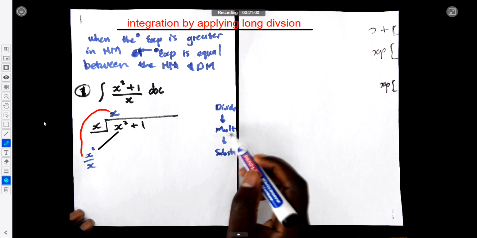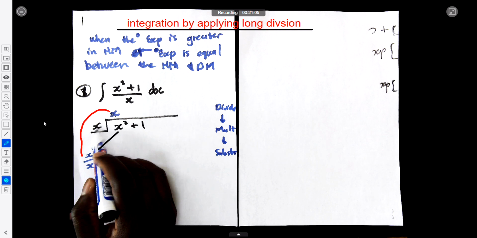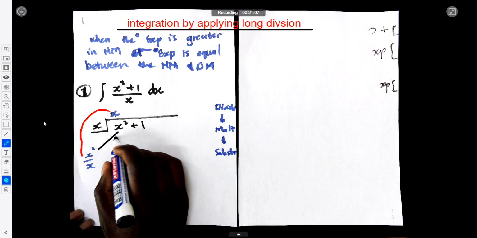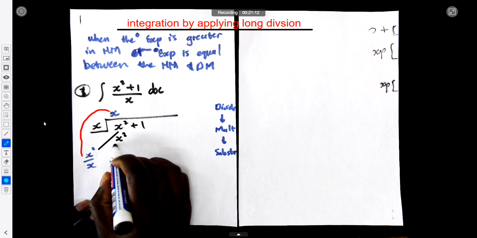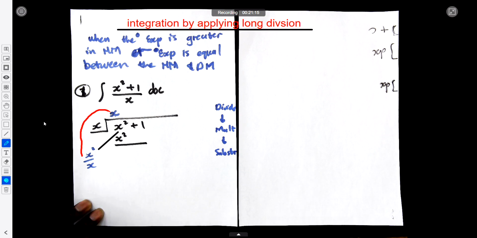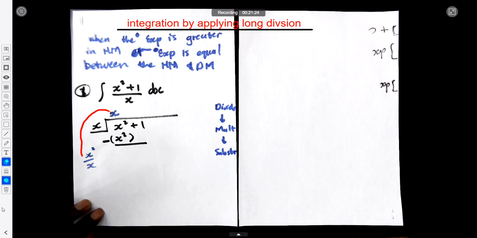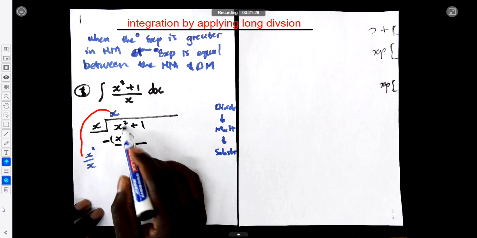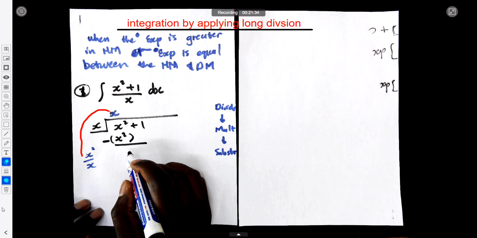When you're done with the sequence, you must multiply. So we're going to multiply again by the divisor here. So it's going to say x times x, which gives us x squared. From there, we want to draw a remainder line. After drawing a remainder line, we subtract that expression from the top one. So we're going to say x squared minus x squared is, let's say 0, isn't it?